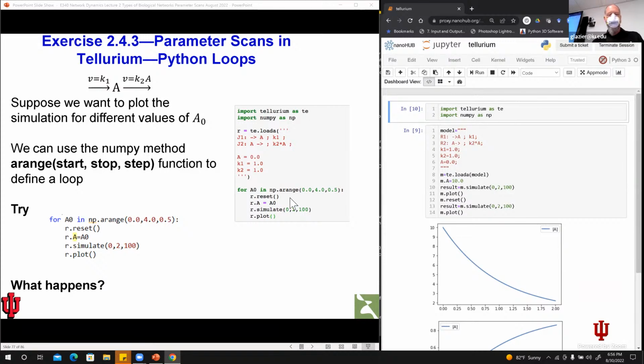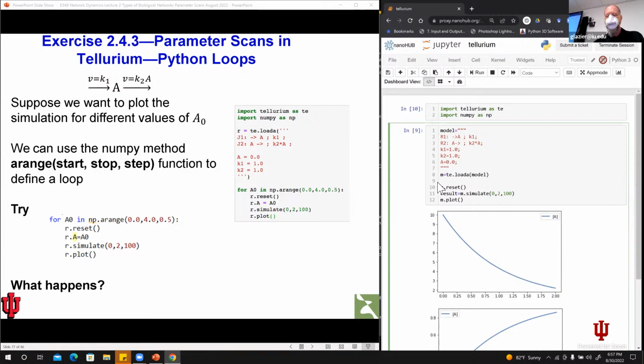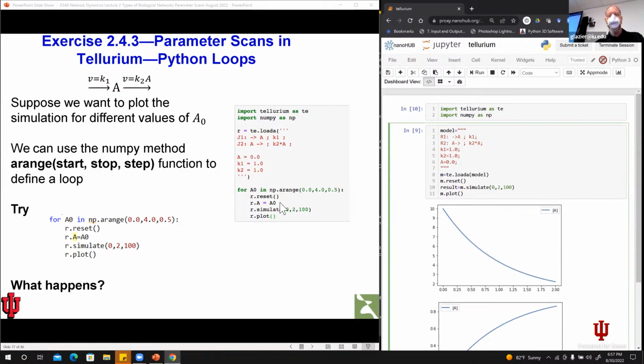So why don't people try typing this and tell me what happens? So we're going to get rid of the extras here. I'll keep my reset because I want the reset to reset my values. And you'll notice I put the reset before I change the value of my parameter. Because if I reset after I change the value of the parameter, I'll just undo what I just did.